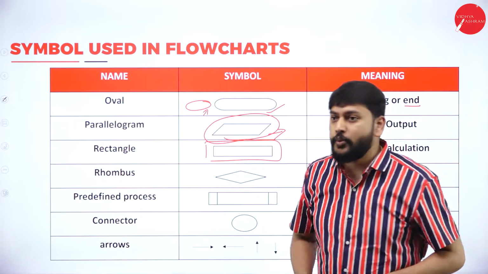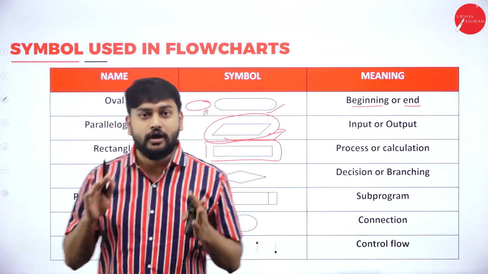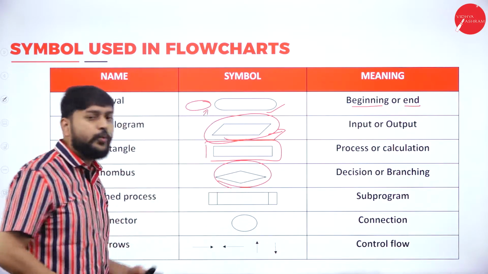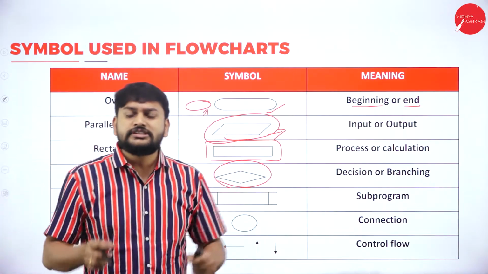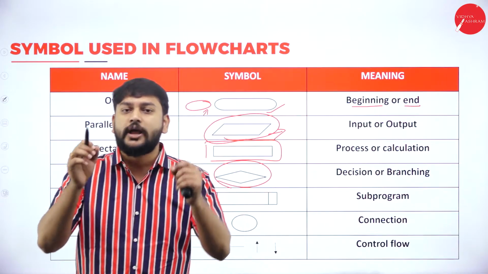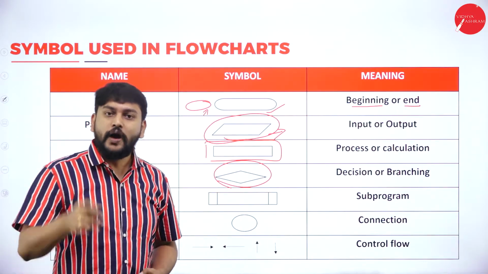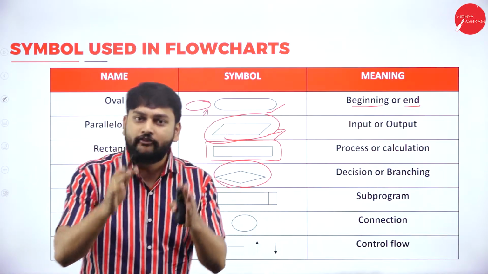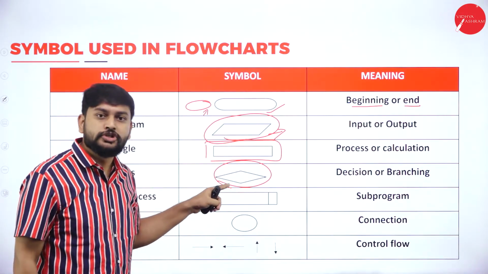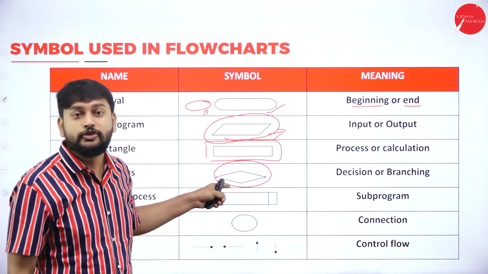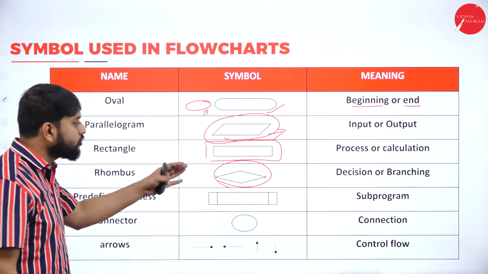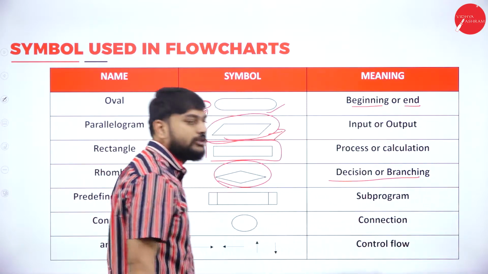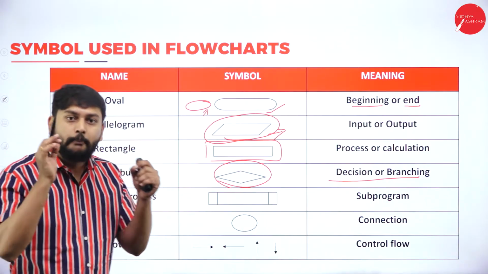The next one that we have to understand here is, my dear students, the rhombus. Why do we have this rhombus? Rhombus is a symbol that we use to represent a condition. If you are checking any condition, you have to use this symbol. We also call this decision or branching.